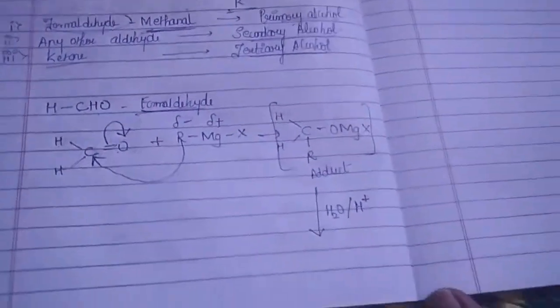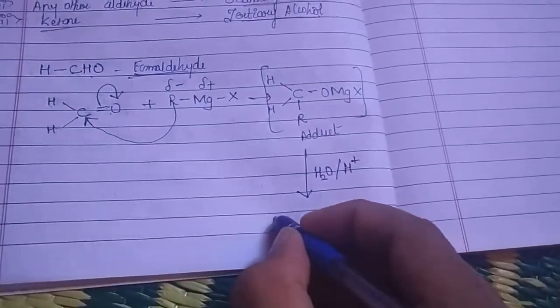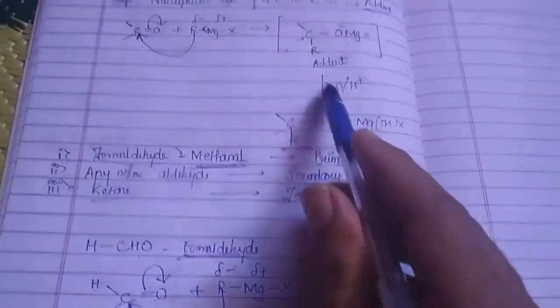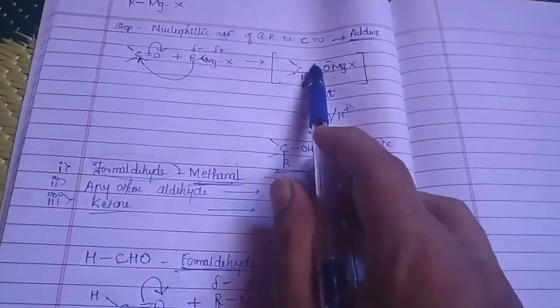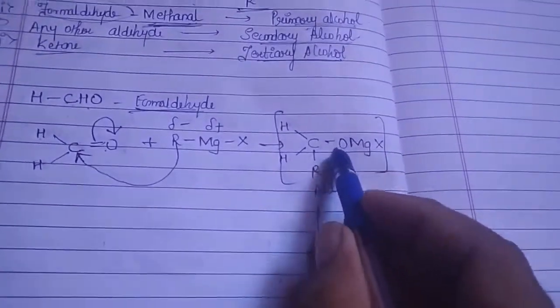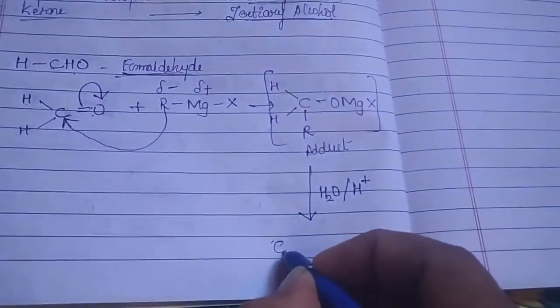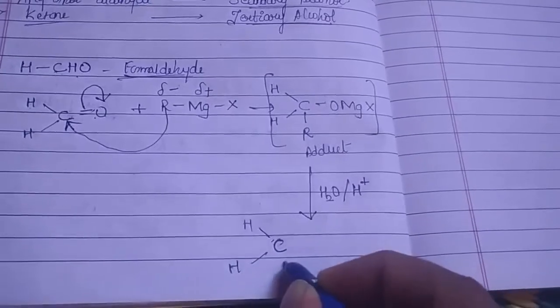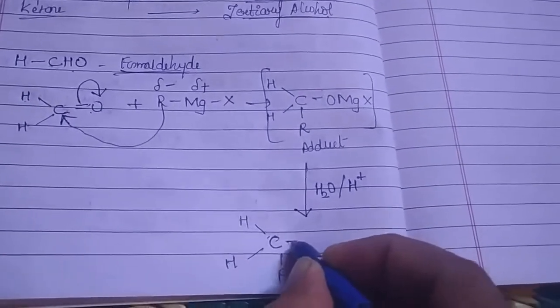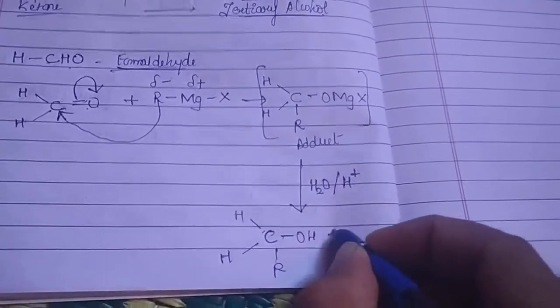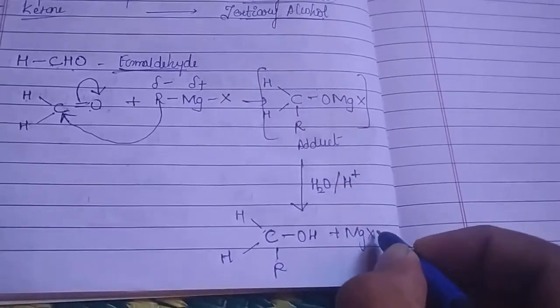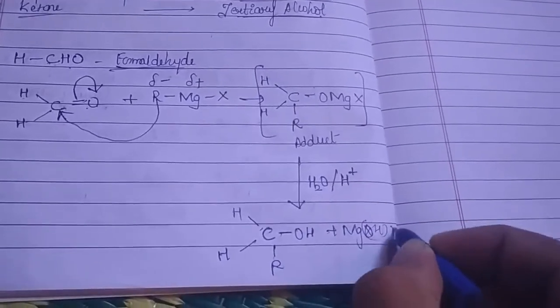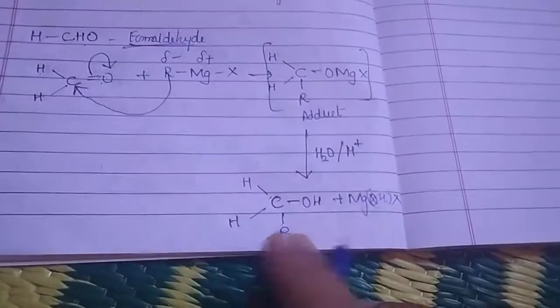So what will it be giving you? You just see. What we have done is this bond has been broken off. So now this bond has been broken, which means here also the same bond has to be broken off. So what happens? You will be getting a C, H, H, R, and here you will be getting an OH, and as usual MgX or MgOHX.